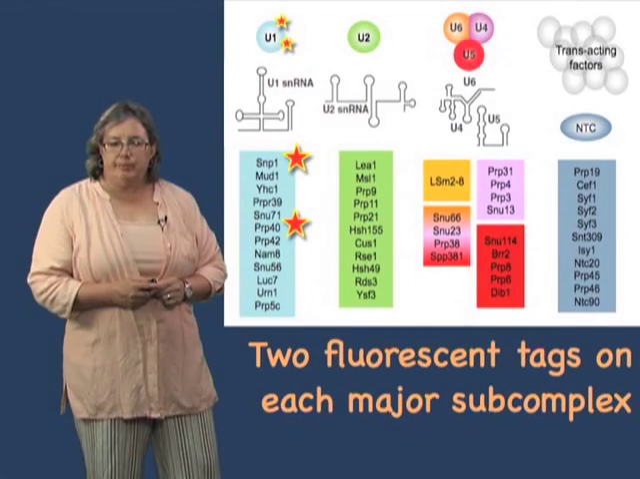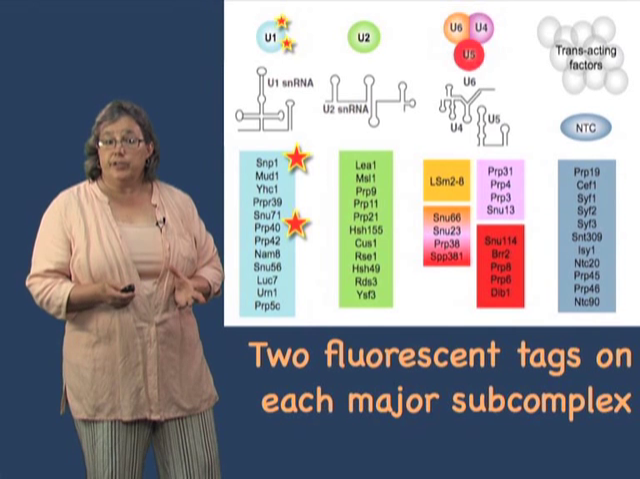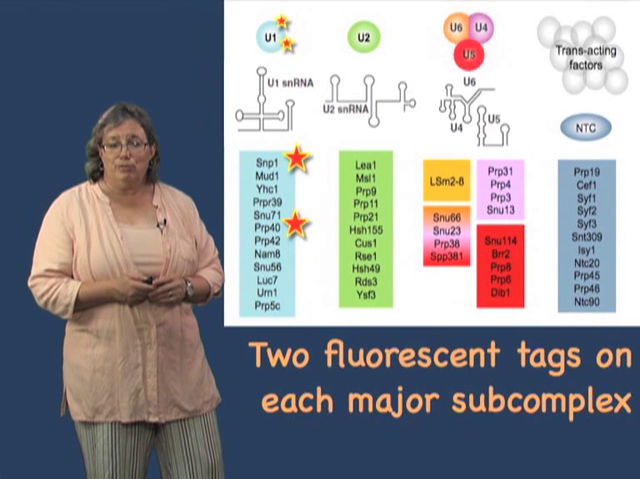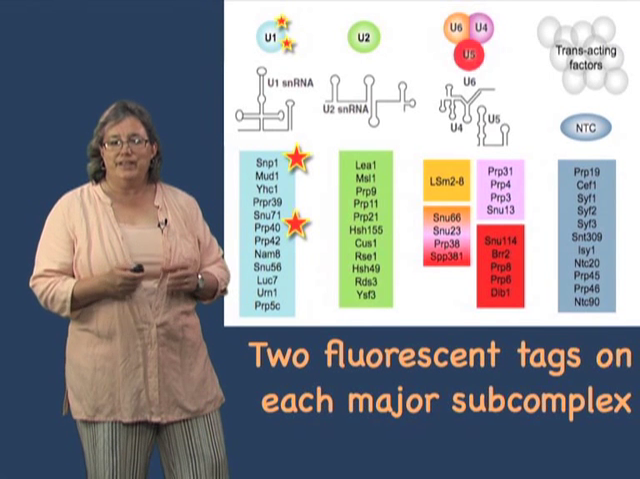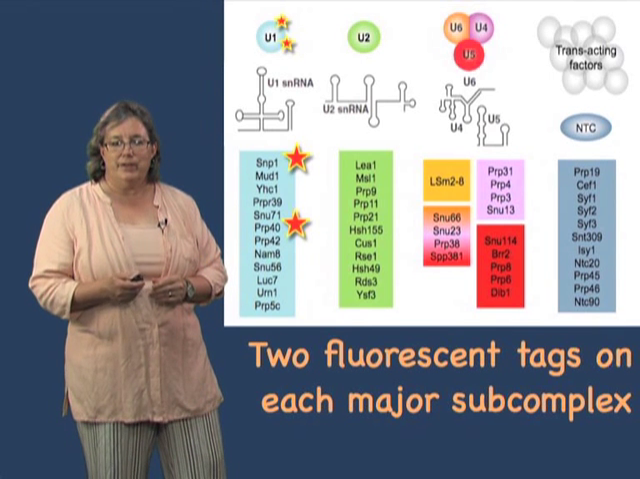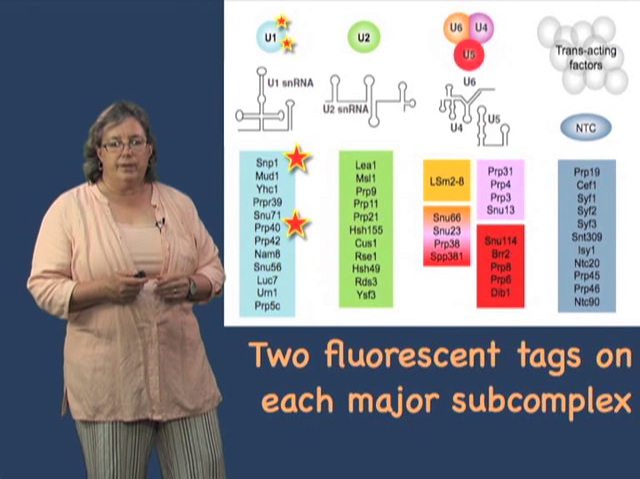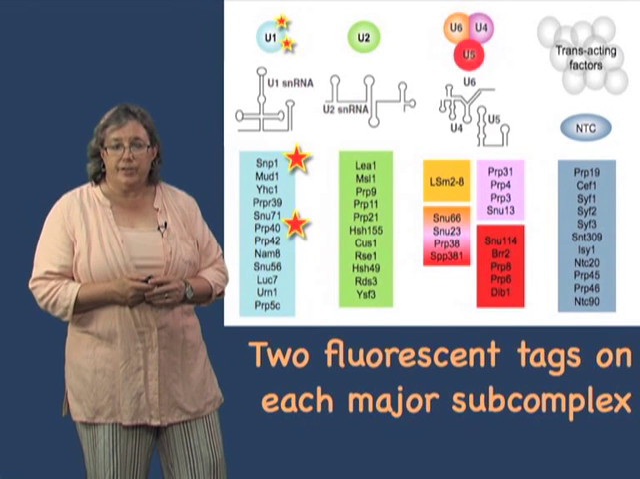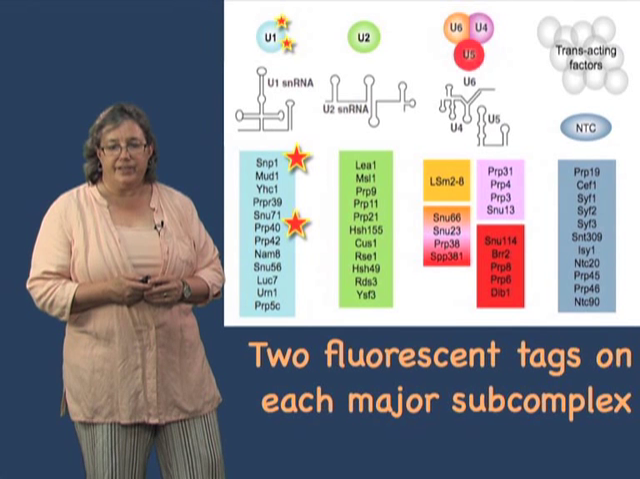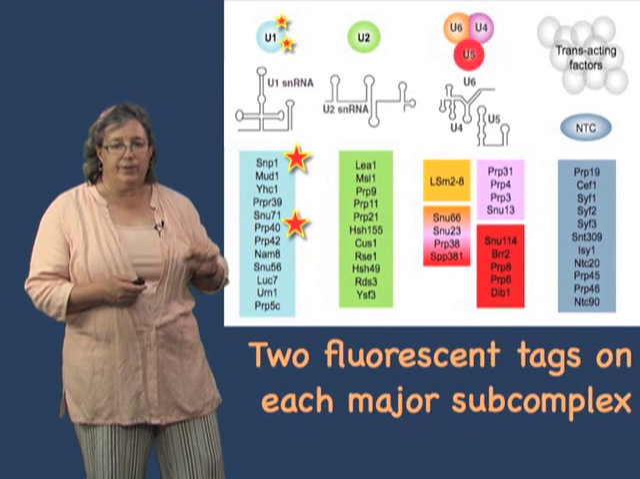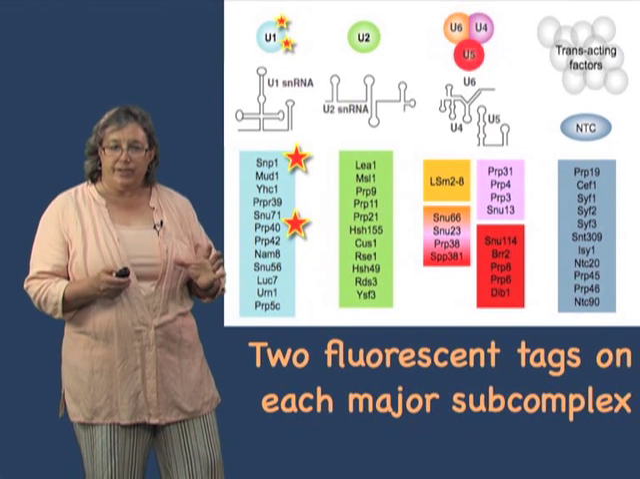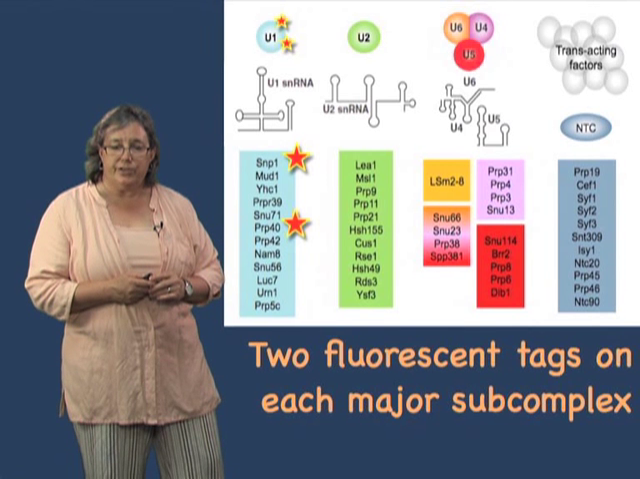Now that we know our system's working, let's really do some experiments. And the really cool thing about these experiments is that you can just see the answer with your eyes. So I'm going to show you some movies next where we've put two fluorescent tags on each of the major subcomplexes. So in one extract, in one quadrant, you're going to see an extract that has labels on U1 SNRP, as you've already seen, on two different proteins.